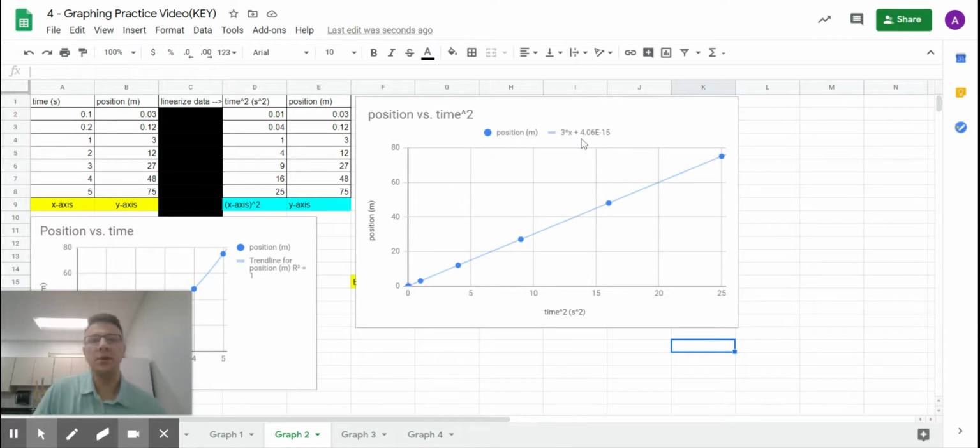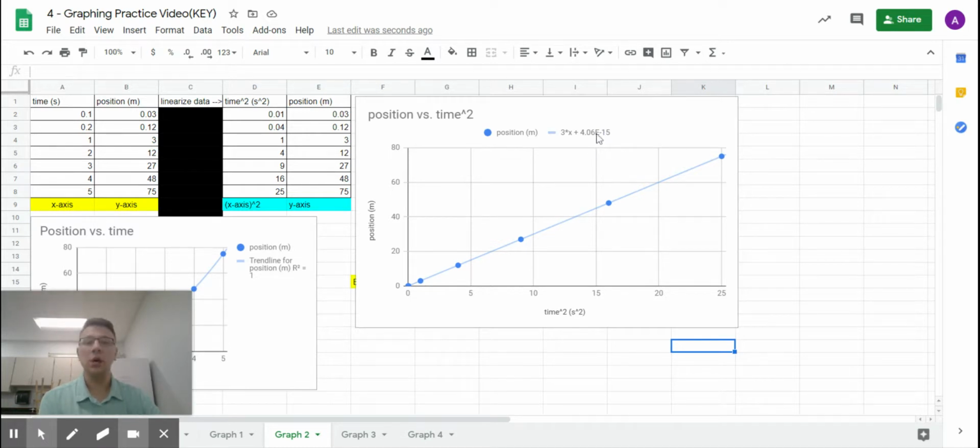This is the same thing as saying 4.06 times 10 to the negative 15. So really, that number is a very, very small decimal. It's 0.14 zeros and then 406. That number is so small that we might as well just consider it 0.